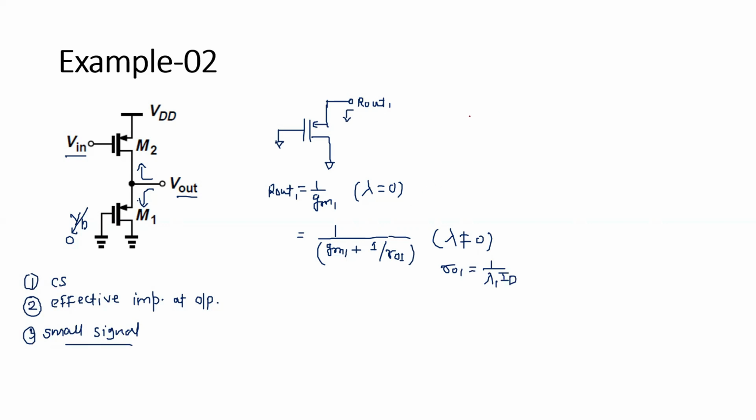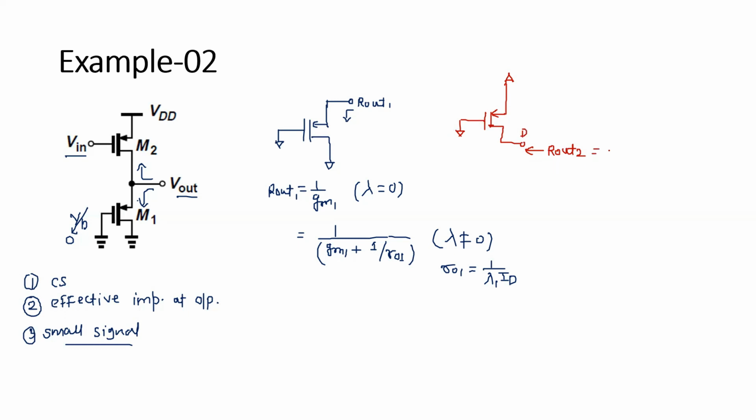And now we have to calculate R out 2. R out 2 is nothing but when we are looking from this. Yeah, this source is at zero potential and the input is 0. When we are looking from this drain, it is your R out. You can see this topology is very simple: your source is grounded, your gate is grounded, and you are calculating from the drain of a PMOS. Whether it is a PMOS or NMOS, don't worry.